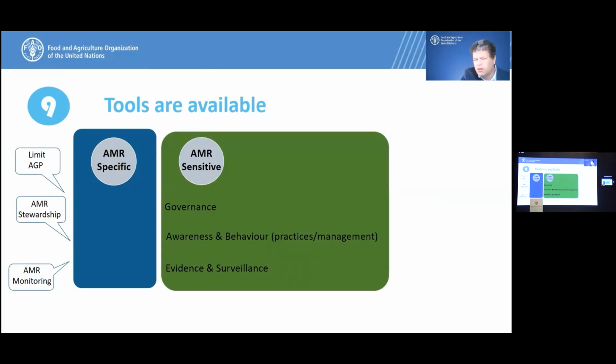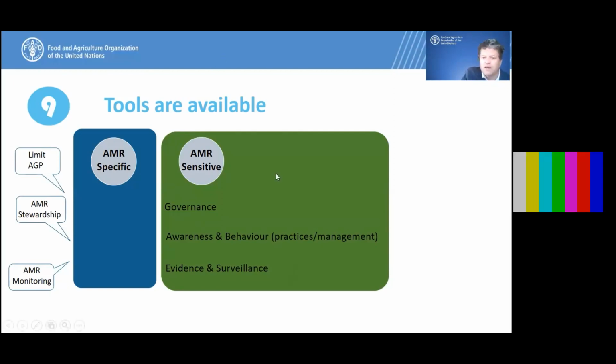The other bucket includes those tools, again, the same governance, awareness, and evidence tools, but these are AMR sensitive. They're not directed specifically at antimicrobial resistance, but they have an impact on antimicrobial resistance. And the important factor to take home here, if you're taking anything home, is that this bucket of tools is much larger than the AMR specific tools, and they are effective. And we don't have to wait to use them.